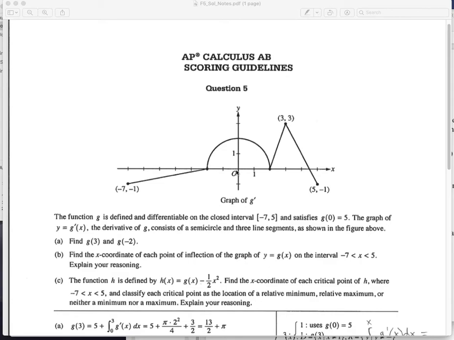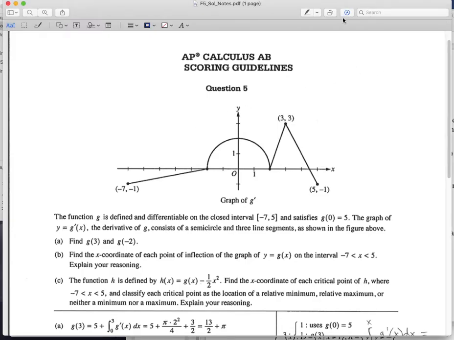Okay, let's talk about F5. The first thing about F5, they give you a graph. It's a graph of g prime. They talk a little bit about g, just telling you that it's defined and differentiable, and they give us a point on g. But remember, this is the graph of g prime.